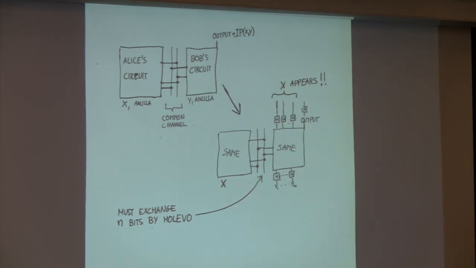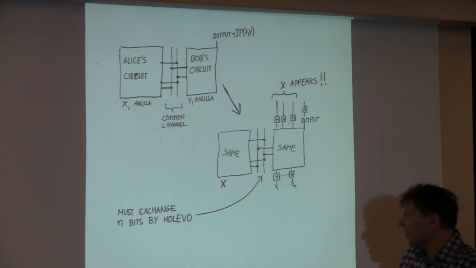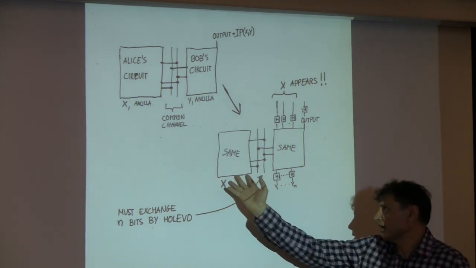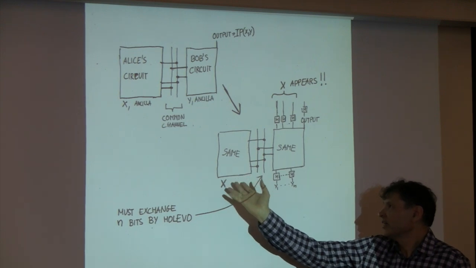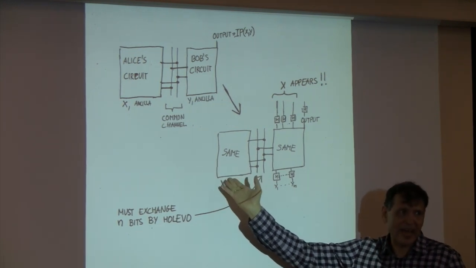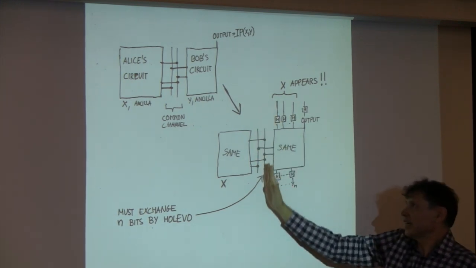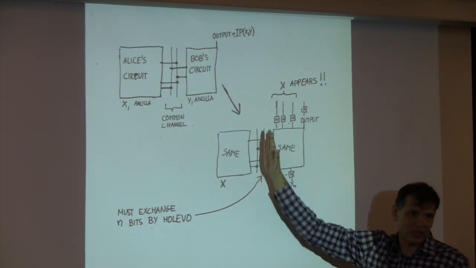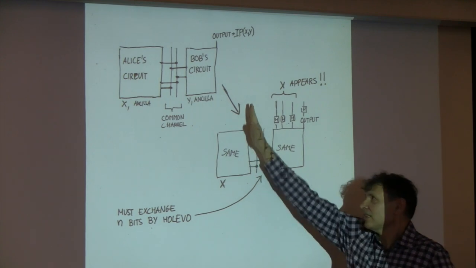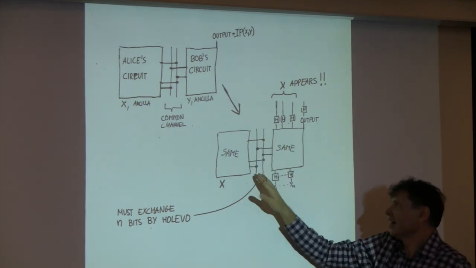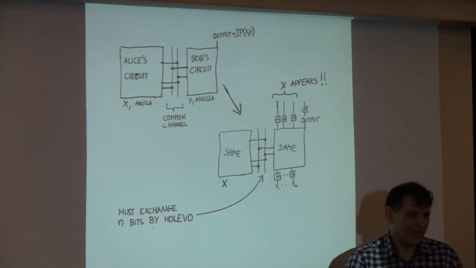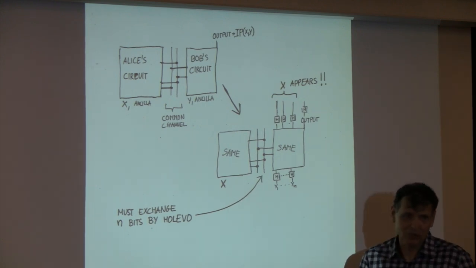Now, is it possible? Well, of course it's possible, but because of the Holevo bound, the only way to get this information about X to here is if the amount of information that goes through this line is of order n. As a matter of fact, it's n quantum bits.